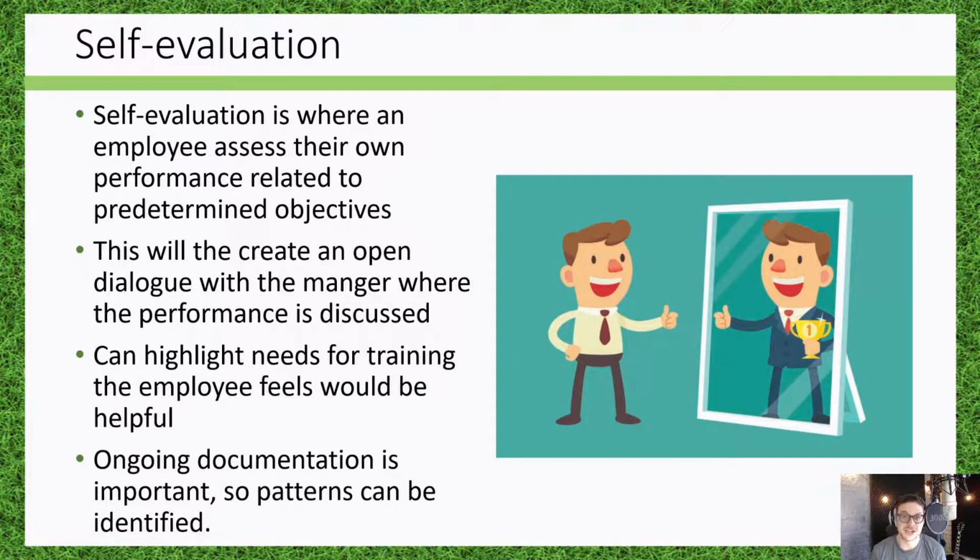Then the manager and the employee will engage in a dialogue. They'll sit down for a chat where the employee can report on their self-evaluation, and the manager and the employee can work together to implement training where the employee feels it would be most beneficial, or perhaps the employee has reported that they're fantastic, in which case the manager might not have any training to implement.